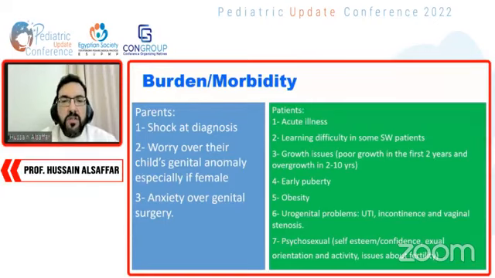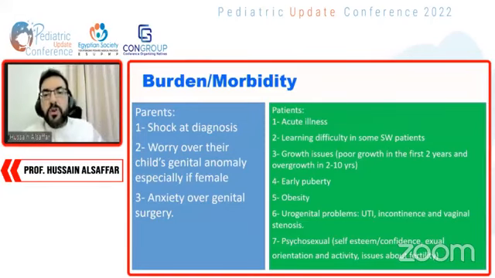For patients, of course, it's a burden. There's a disease burden on them because of the acute illness that could happen. Learning difficulty has been mentioned in the literature in some salt-wasting patients. Growth issues: poor growth can happen in the first 2 years and overgrowth at 2 to 10 years. Early puberty, and if early puberty happens, there is a chance for the child to be short later on in adulthood. Obesity because of the steroids, and urogenital problems, UTI, incontinence, and vaginal stenosis are all known complications and issues that happen in patients with CAH.